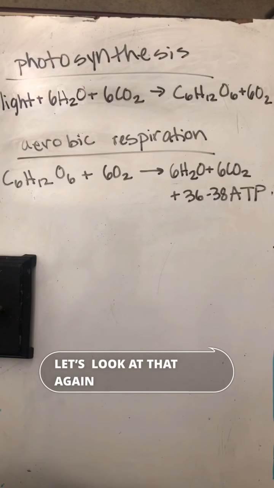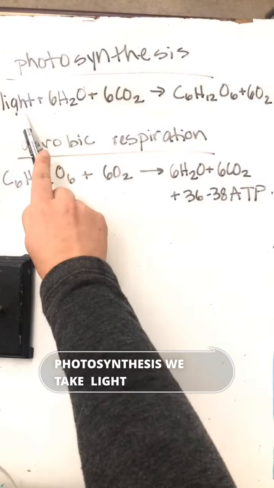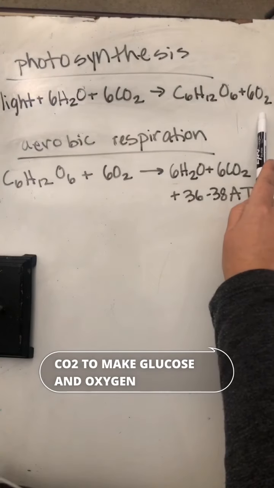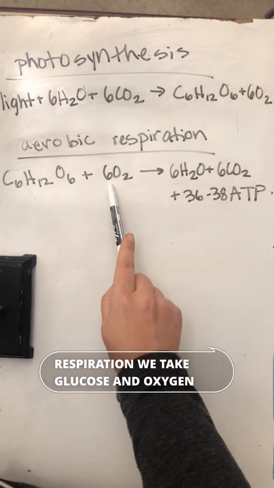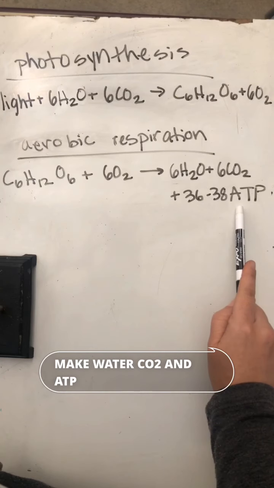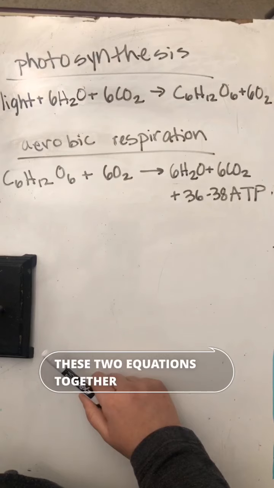Let's look at that again. Here are the equations for photosynthesis and respiration. In photosynthesis, we take light, water, and CO2 to make glucose and oxygen. And then in respiration, we take glucose and oxygen to make water, CO2, and ATP. Well, what would happen if we added these two equations together?